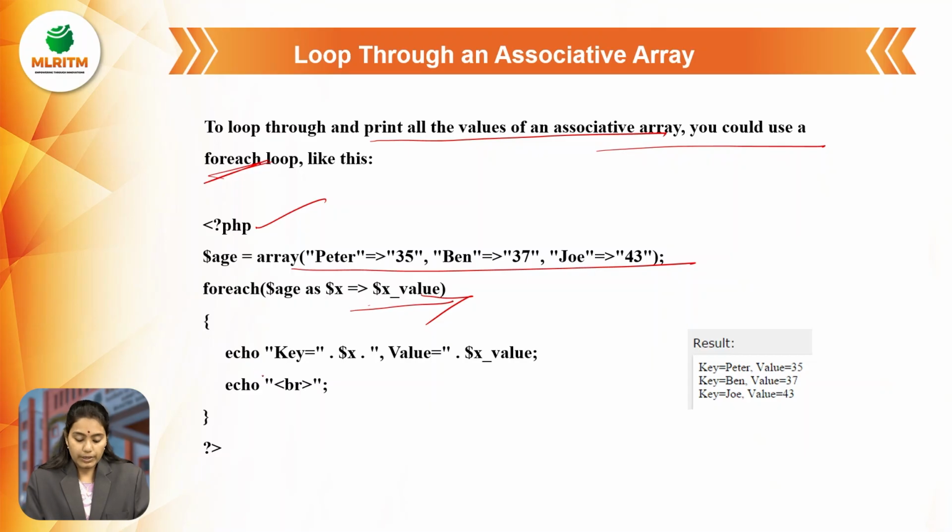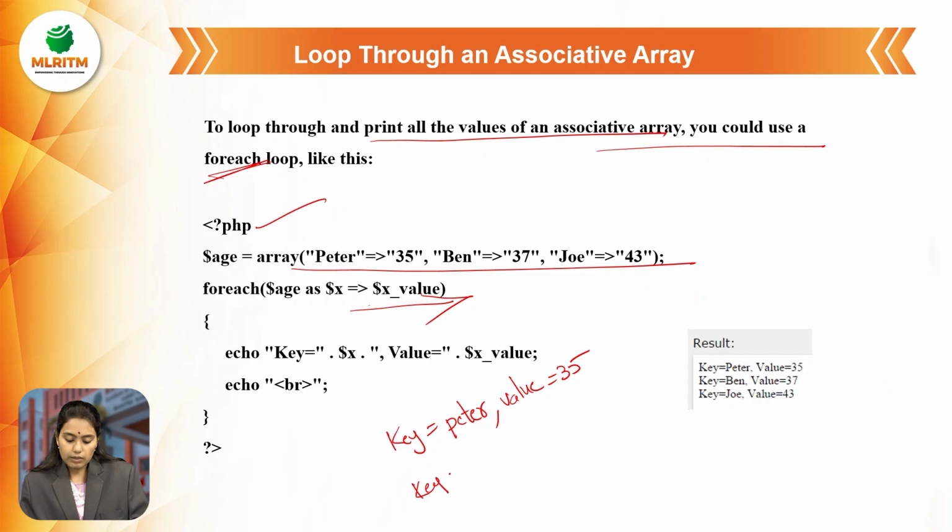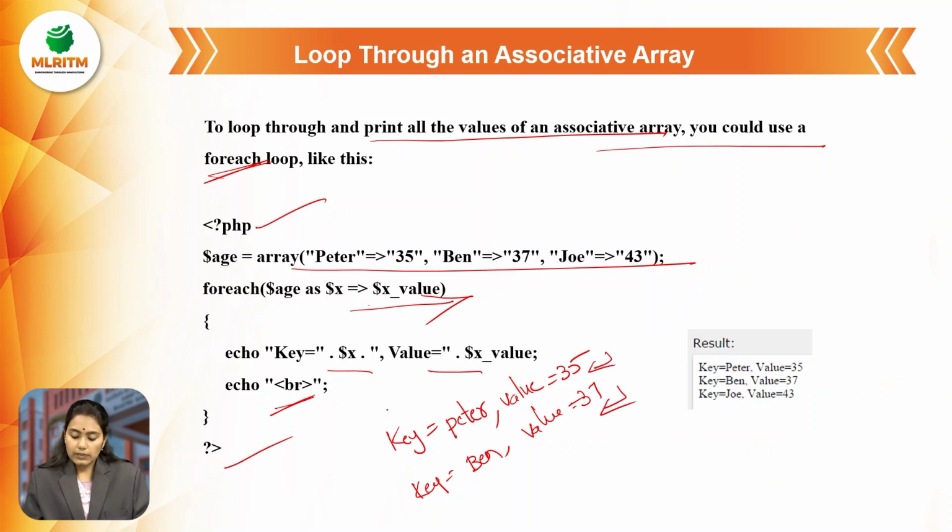Thus, how will we print the echo? What is the key? Key equal to Peter. What is the value? $y value equal to 35. Next, key equal to Ben, comma, value equal to 37. Why do we use BR? To break the sentence into a new line. Thus, we'll get the output like this. Loop through an associative array.